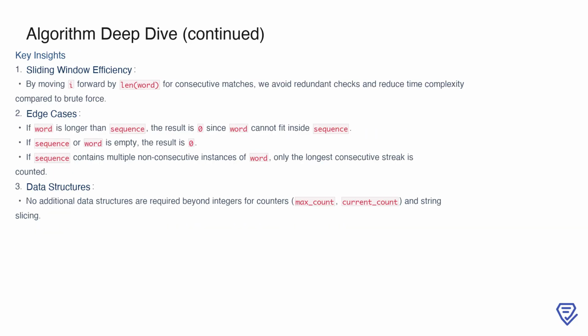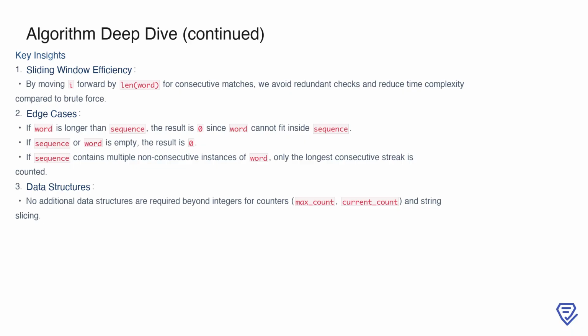There are a few key insights that make the sliding window approach efficient. First, by moving the index i forward by the length of word during consecutive matches, we avoid redundant checks, which significantly reduces the time complexity compared to the brute force method. Second, we must consider edge cases. For instance, if the length of word is greater than the length of sequence, the result will be 0 because word cannot fit inside sequence.